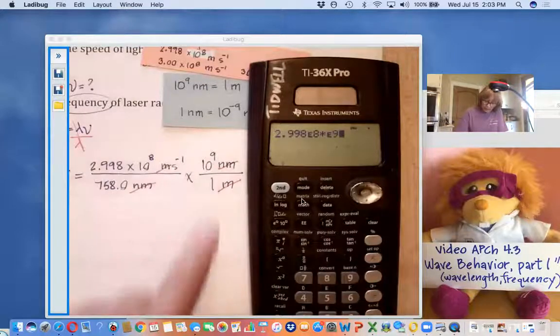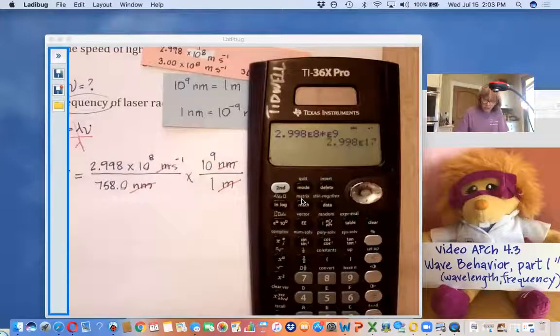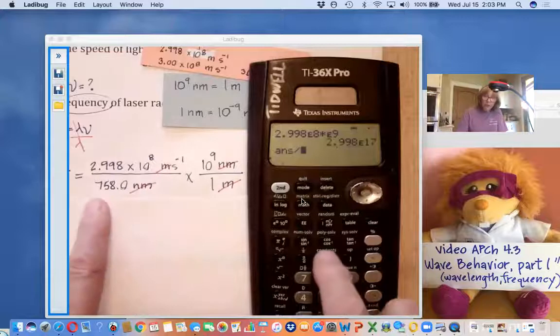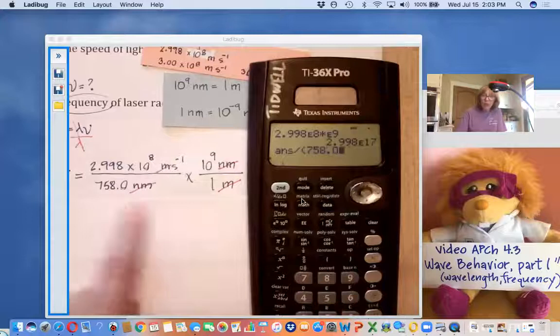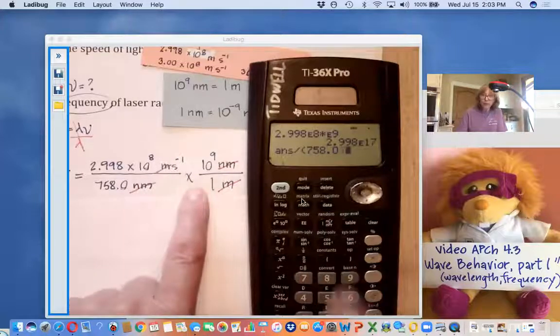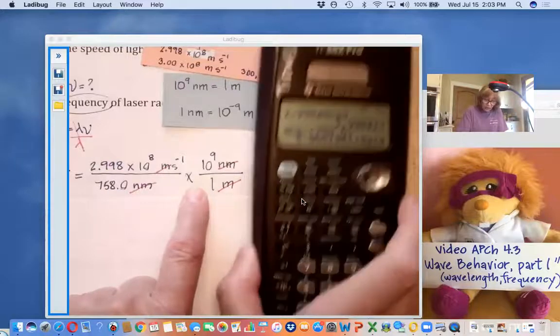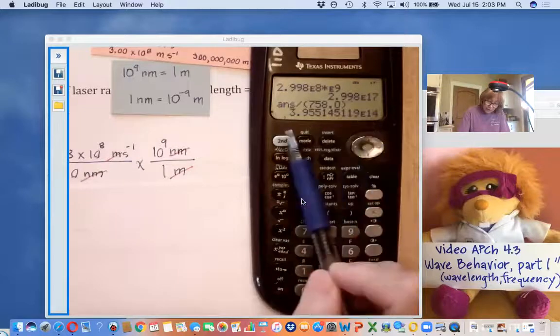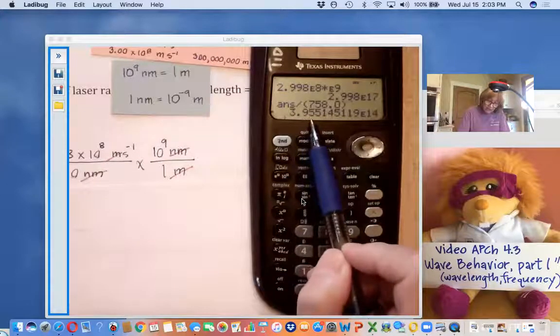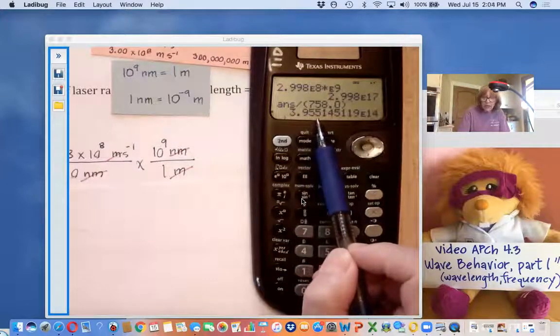That's my numerator. I hit enter, and then divide by to go to my denominator, and I always wrap my denominator in parentheses. 758.0 times 1, close the parentheses, and hit equal. So the correct answer here is 3.955. I'm going out to 4 sigdigs.